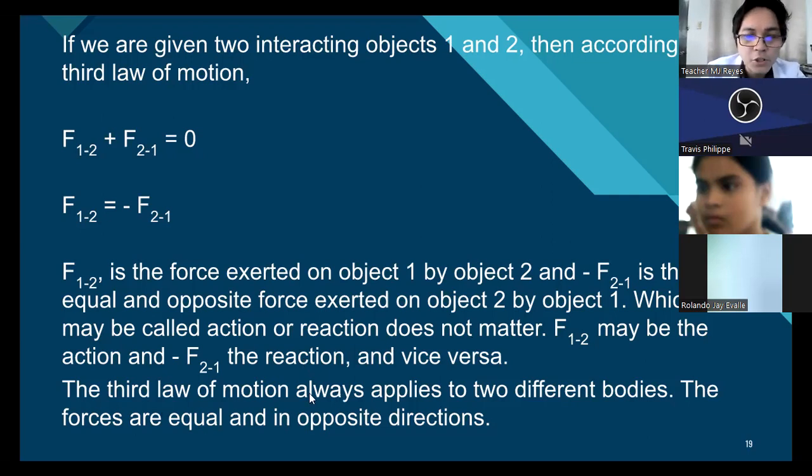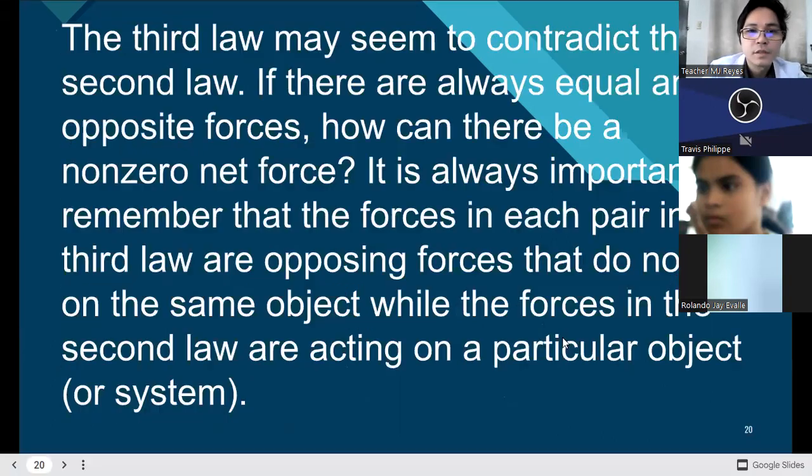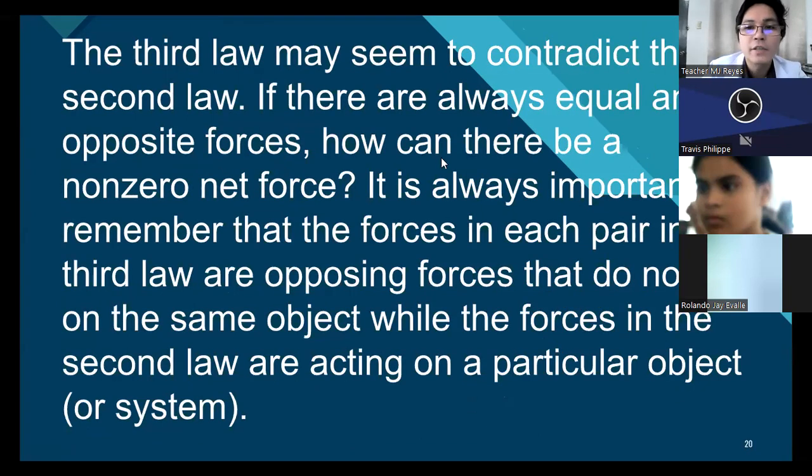The third law of motion always applies to two different bodies. The forces are equal and in opposite directions. The third law may seem to contradict the second law. If there are always equal and opposite forces, how can there be a non-zero net force? That's the question there.